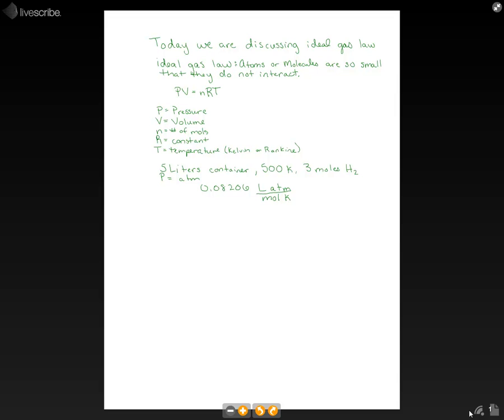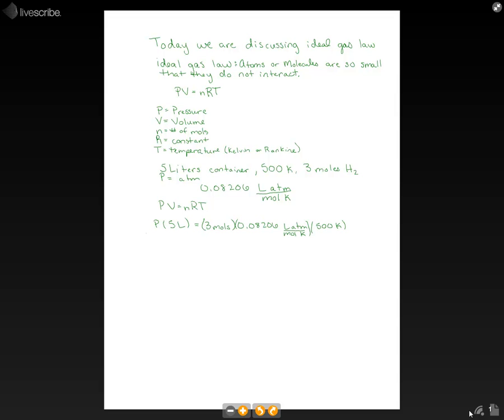So, now we're going to substitute what we know into the ideal gas equation. So we have PV equals nRT is our equation. We said we don't know our pressure, so we'll just leave that as P as the variable. Our volume, we said, was 5 liters. It's going to equal the number of moles, which we said was 3 moles, times R, which is our constant, 0.08206 liters atmospheres per mole Kelvin. And then that's multiplied by our temperature, which is the 500 Kelvin.